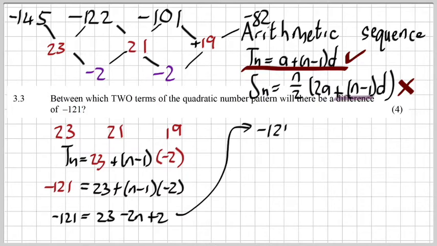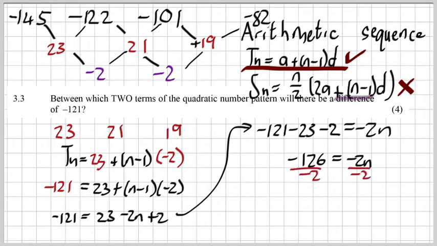So I'm going to get n alone by transposing all the constants, and I'm going to divide by negative 2. Which means that n is 63. This means the 63rd term in the differences will be equal to negative 121.